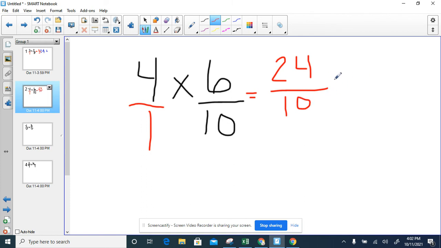You can divide both by 2, since they're both even numbers, that gives us 12/5. And that is our final answer. So that is how you multiply a whole number and a fraction.